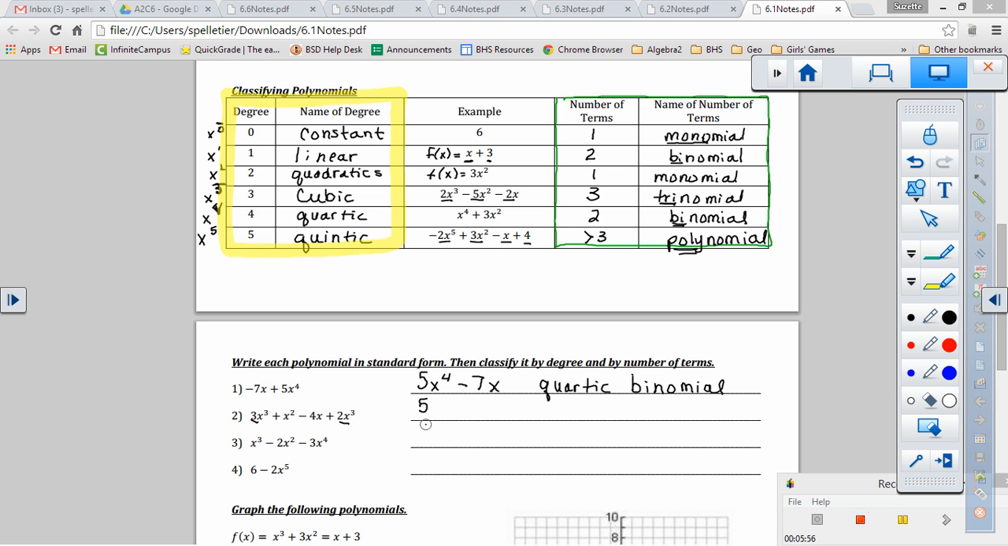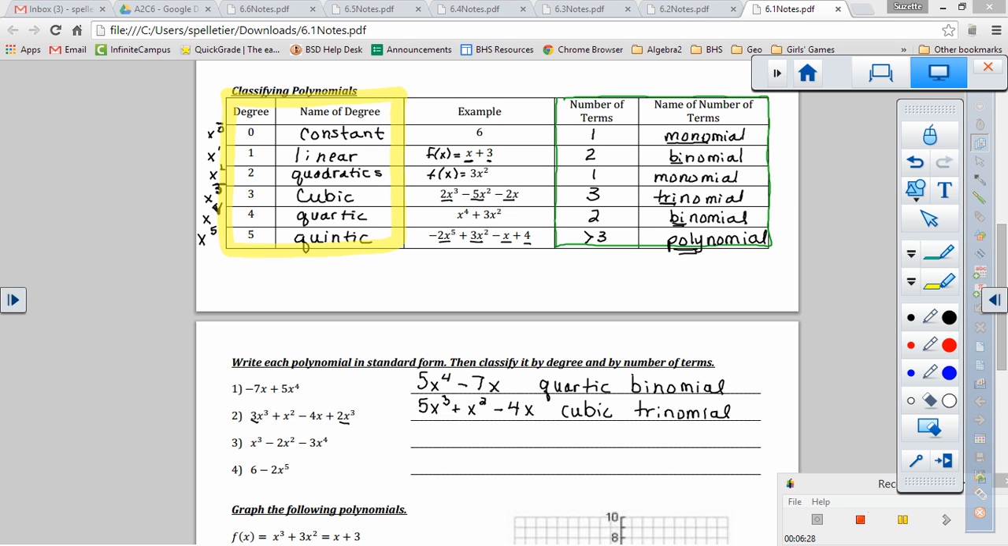That gives me 5x to the thirds. And then I have an x squared, it's positive, and then I have a negative 4x. So 5x to the third plus x squared minus 4x. It has a degree of 3, so it's a cubic. And there are 3 terms in the polynomial, so it's a trinomial. Okay, cubic trinomial.